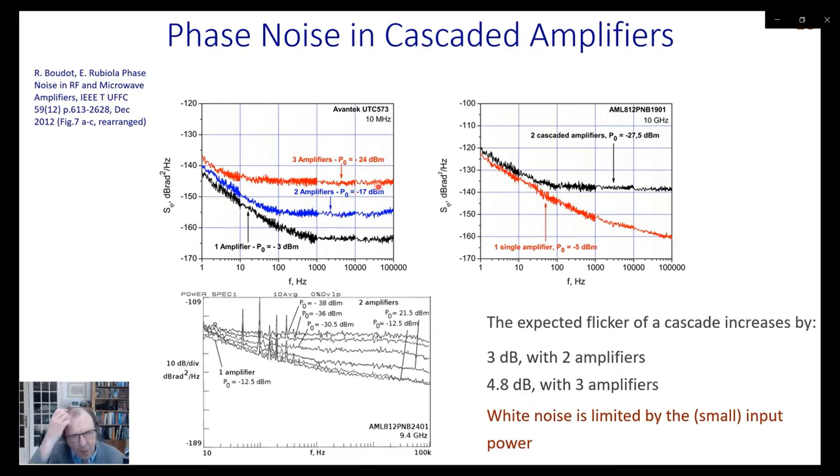Oppositely, the white noise follows the well-known Friis formula, which in practice says that the noise of the first stage is the noise of the chain of cascaded amplifiers. What we see here, when we have one amplifier, we have very low white noise. When we have two amplifiers, we have a higher white noise, because we have to attenuate the input. And with three amplifiers, we have even higher white noise, because we have to further attenuate the input signal.